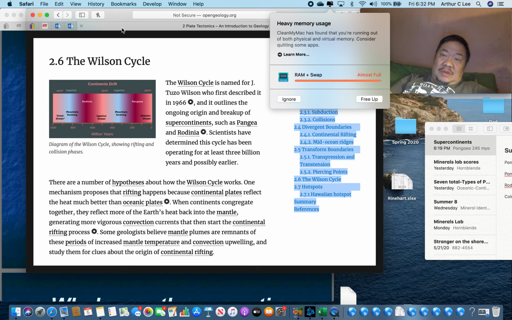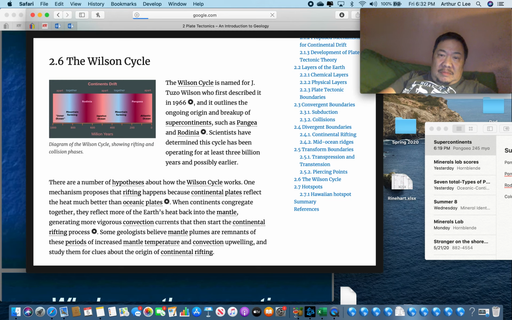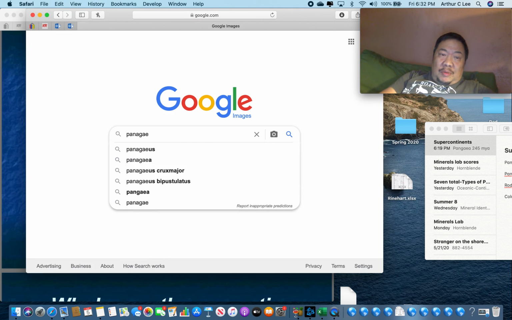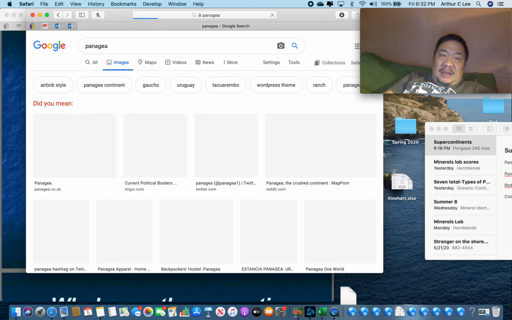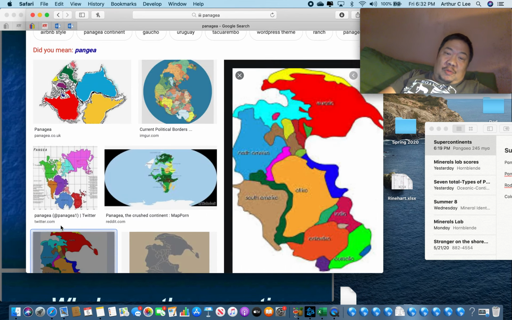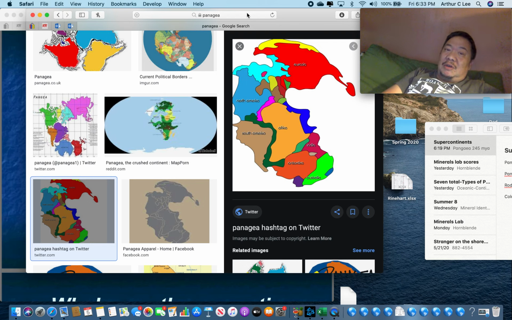Well, what Wilson cycles are. Remember when Alfred Wegener talked about Pangea? Pangea was a supercontinent that he postulated existed 245 million years ago. That was the first supercontinent that was discovered. All the continents were connected together 245 million years ago to make one supercontinent called Pangea, and we had one ocean called the Panthalassa Ocean.